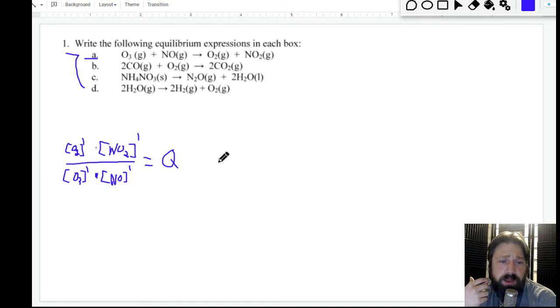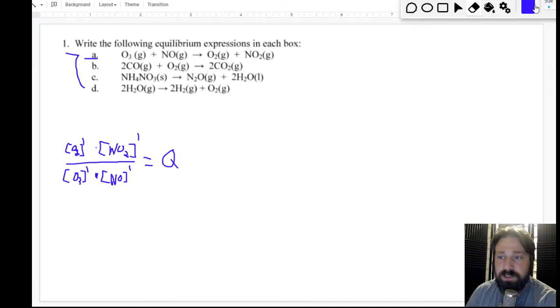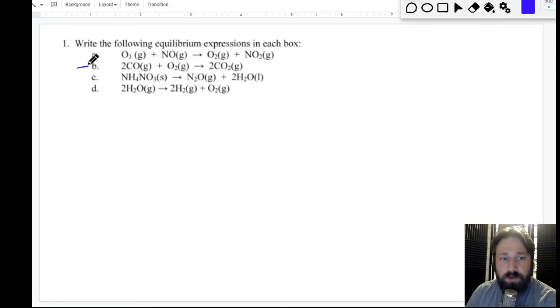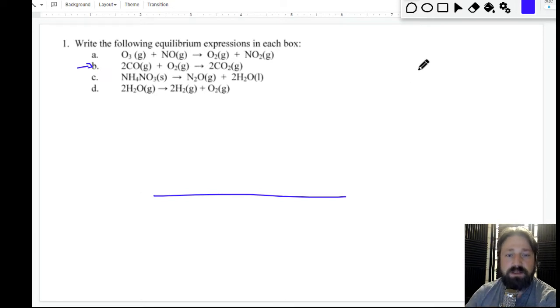So that is how we can come up with that formula, how we derive that formula. Okay, that was pretty simple because all the coefficients are 1. That's pretty straightforward. But let's go through and do B. All right, so I'm going to make this a little bit larger. Remember, it's always going to be the same thing, products over reactants. So we look at our products. We have CO2. And remember, it's the concentration of CO2, so like molarity, raised to the power of its coefficient, 2, squared.